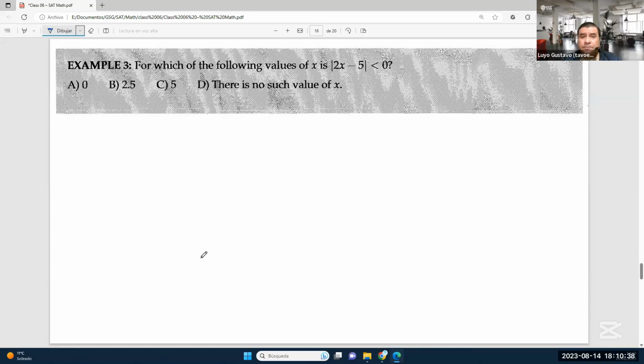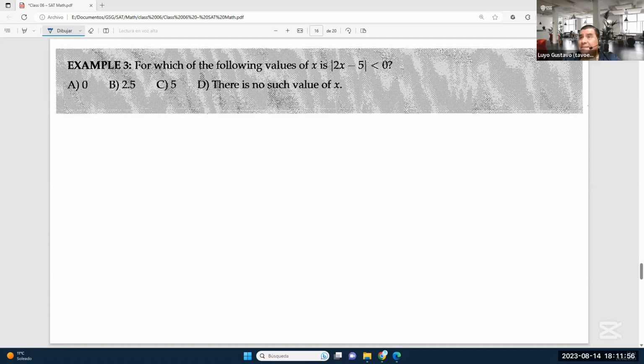Example number 3. Here you need to use a little bit of logic, right? To understand this. Does it make sense in the first place that the absolute value of any expression could be a negative number? Can that be possible? What did we say about absolute values? They must always be positive, right? So how come the absolute value is less than 0? How can that be? That simply doesn't exist, right?